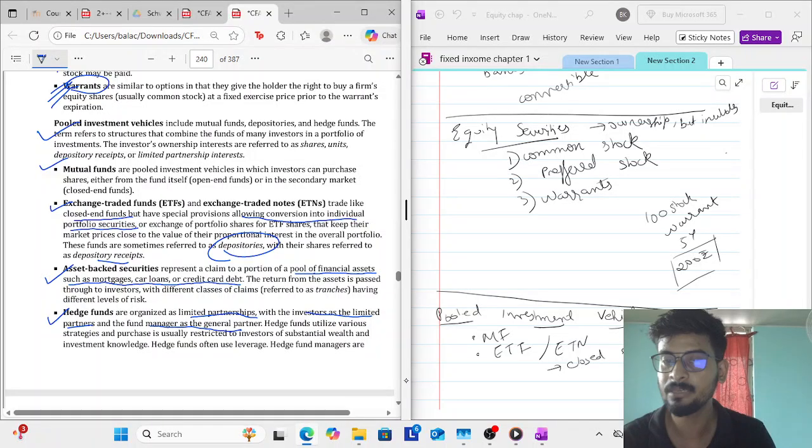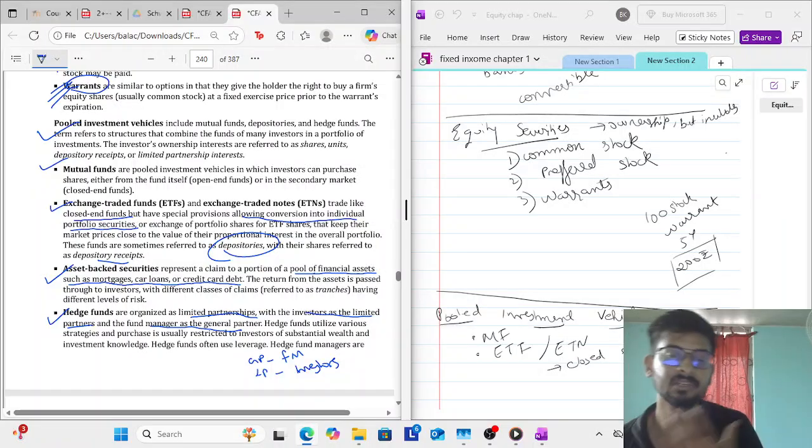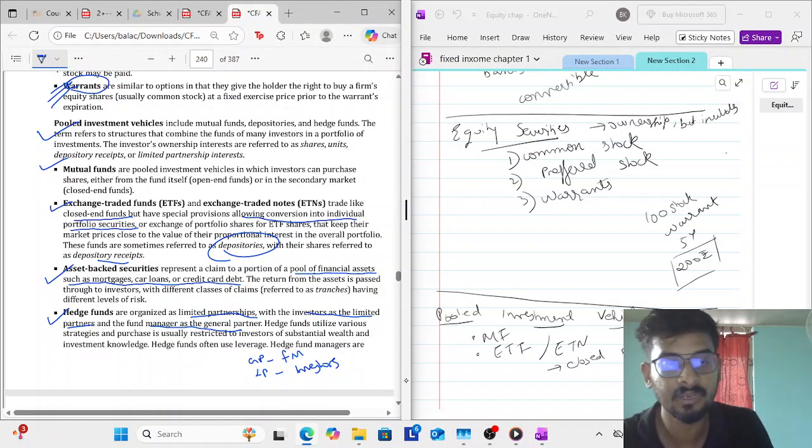Okay, so who is the GP here? GP is the fund manager. Now who is the limited partner here? Investors. Okay, it was a new concept to learn. Hedge funds utilize various strategies and are usually restricted to investors of substantial wealth and investment knowledge. Hedge funds often use leverage.